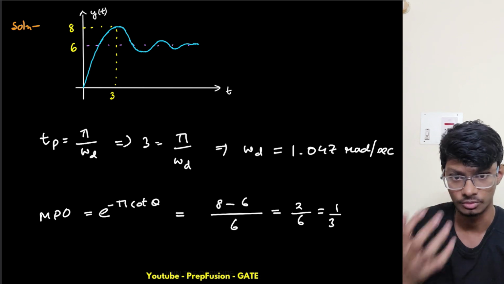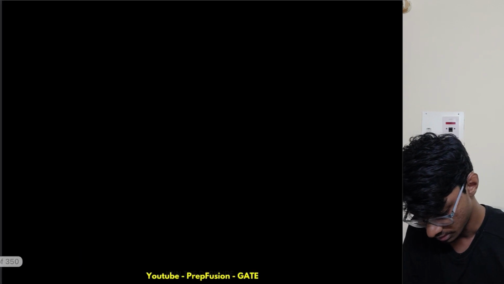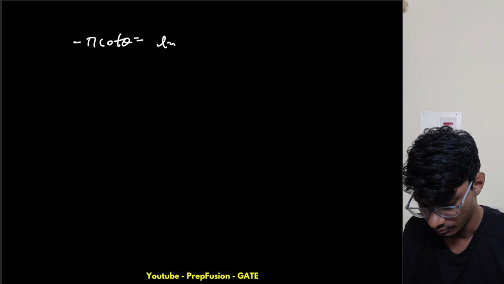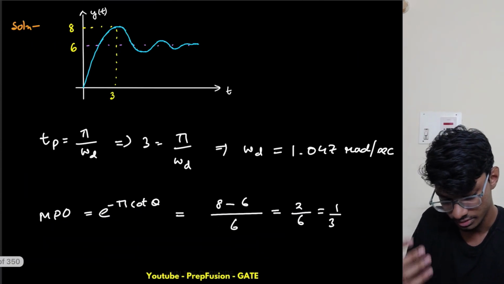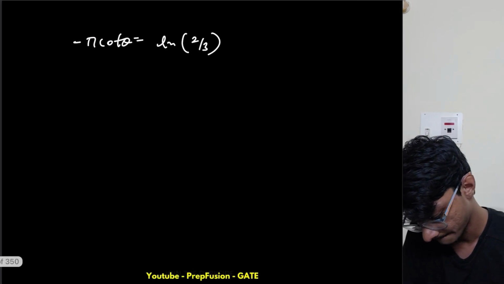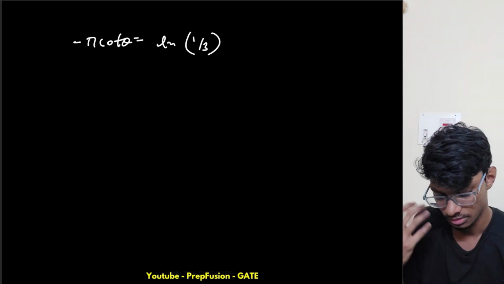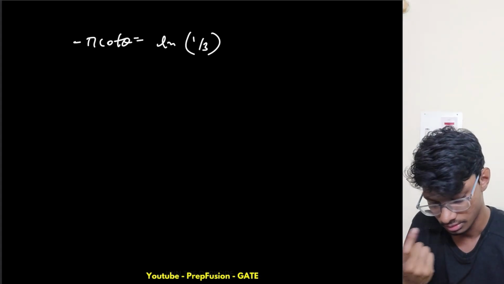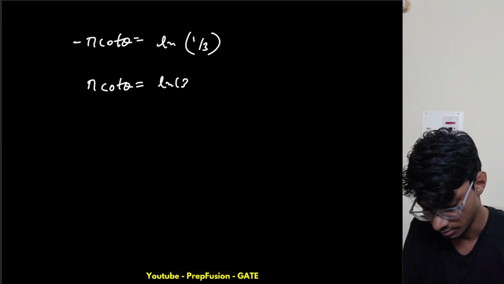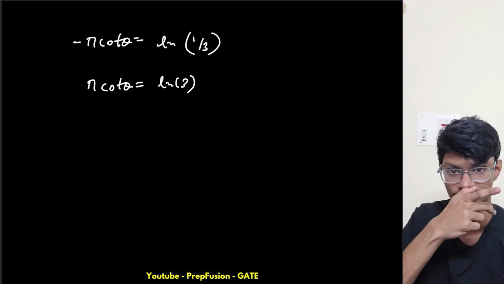I'm telling you the procedure. I will write this down. First you take log on both sides. You will get minus pi cot theta here, and here ln of 1 by 3. Sorry, this is 1 by 3 actually. Ln of something less than 1 is negative only, so I can multiply by minus 1 on both sides. This will be cot theta by ln of 3. Minus ln of something, it reciprocates, right?